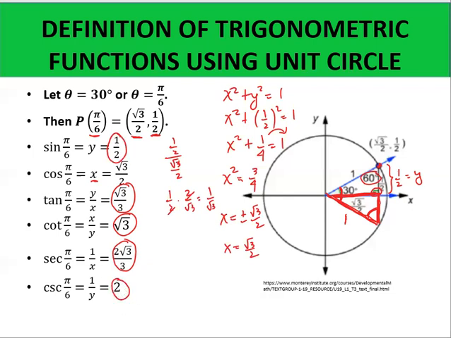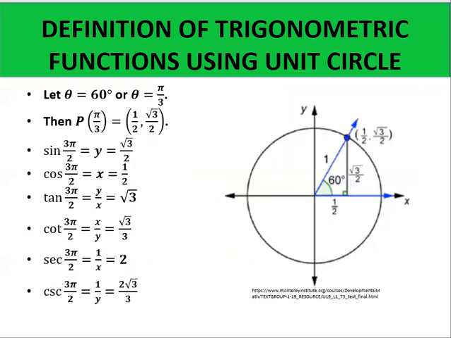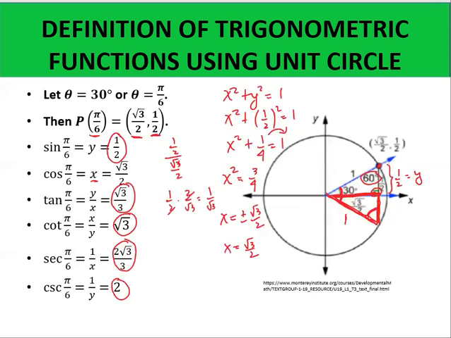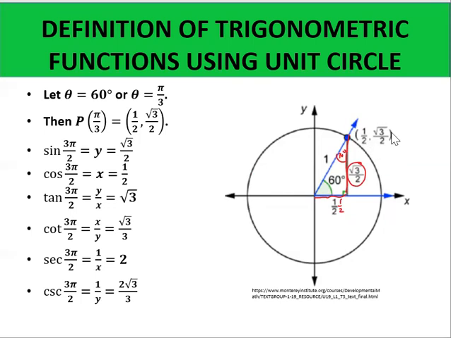Now, the derivation of the values of the six trigonometric functions using the angle 60 degrees or theta equals pi over 3 is similar to the 30-degree angle. If this is 30 degrees, then this is going to be 1/2, and this one will be square root of 3 over 2. Basically, if we interchange the coordinates of the terminal point of the 30-degree angle, we get the coordinates of the terminal point of the 60-degree angle. So similarly, we have the following values for the six trigonometric functions using pi over 3.